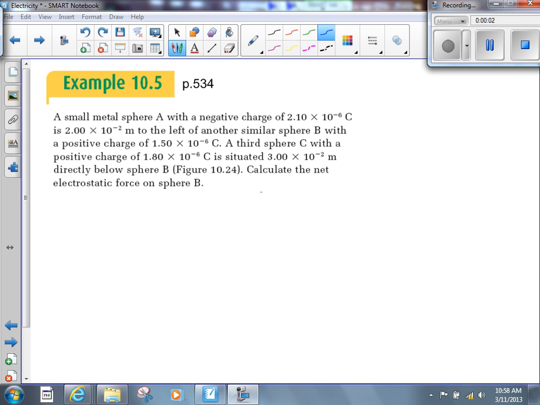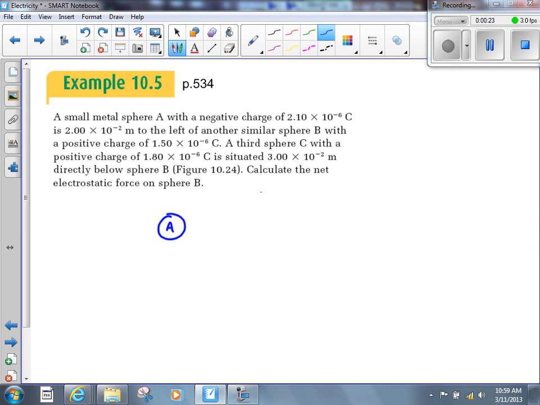Let's take a look at another type of problem now where we're dealing with charges, 3 charges in fact, but this time not in a row. This time, as you can see in example 10.5 on page 534, we have 3 charges, A, B, and C, but those 3 charges are oriented like this.